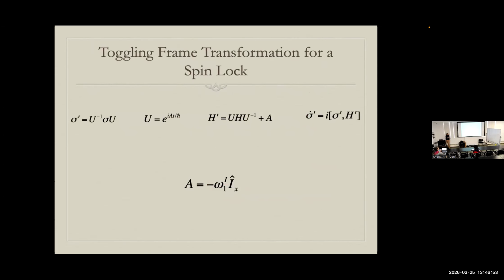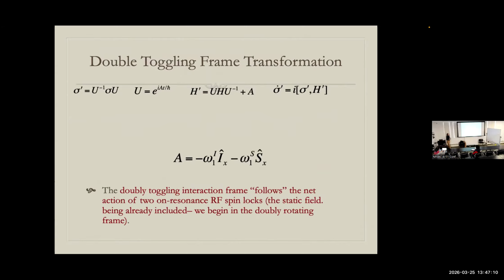So one transformation for one channel is A, equal and opposite to the actual RF field. For both channels, it's the total A. I guess I was calling it A prime on an earlier slide, but the fictitious field is the sum of the two RF fields.